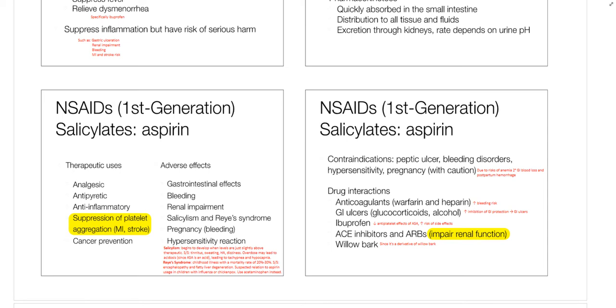The adverse effects, as we covered, we've got those GI effects, gastric ulcers, bleeding risks, especially if taken with anything else that can potentiate a bleeding issue, renal impairment because you're closing off those renal afferent arterioles.